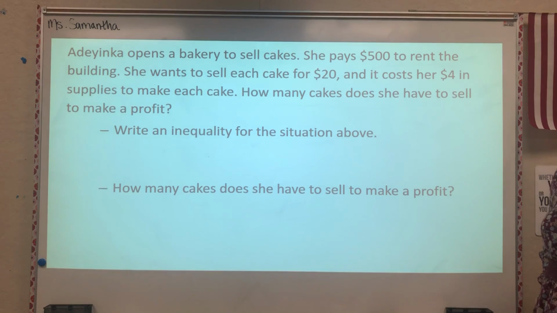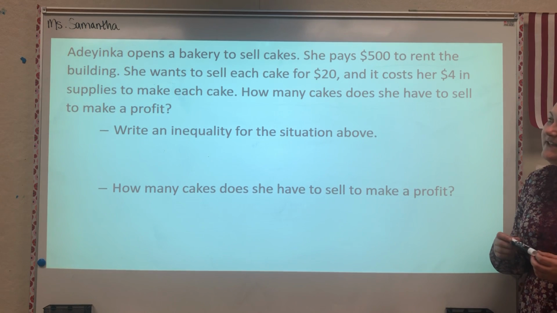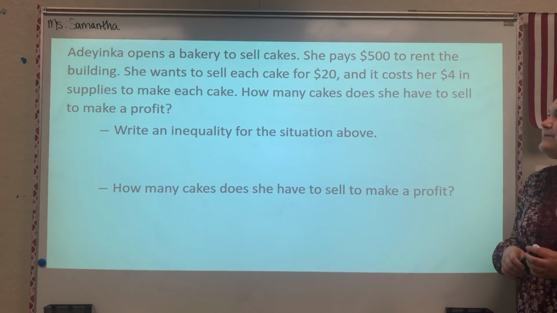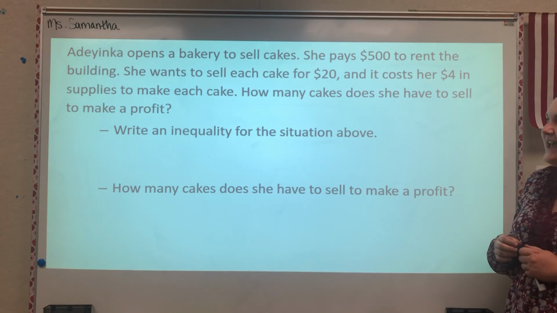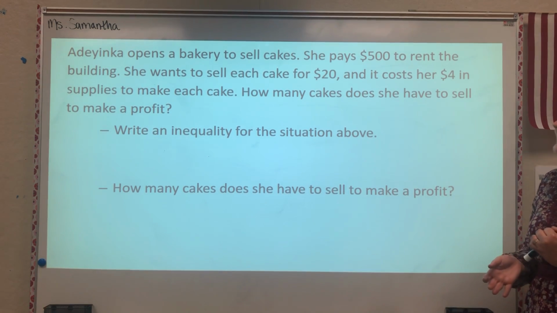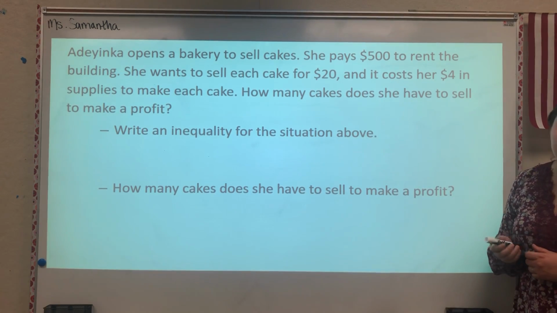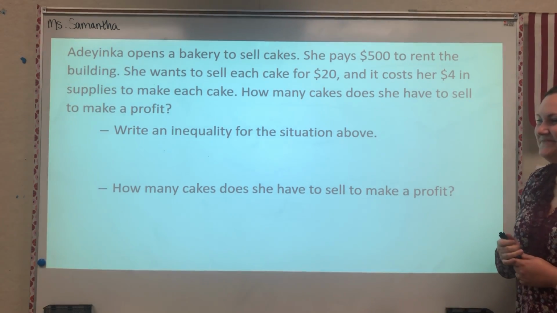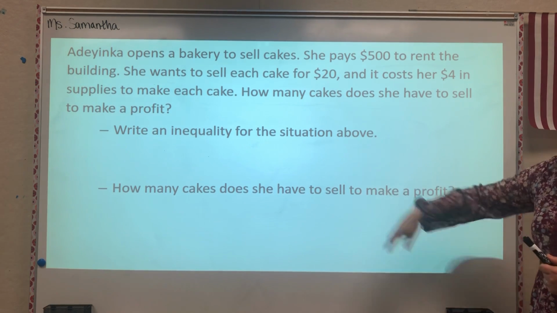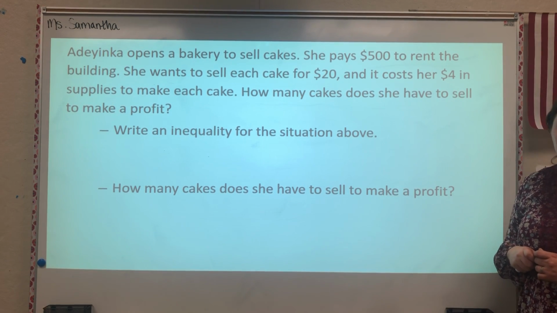The first part says, Adinka opens a bakery to sell cakes. She pays $500 to rent the building. She wants to sell each cake for $20, and it costs her $4 in supplies to make each cake. How many cakes does she have to sell to make a profit? So again, the first part, go ahead and write an inequality that represents the situation. Okay, and then the second part, how many cakes does she have to sell to make a profit?